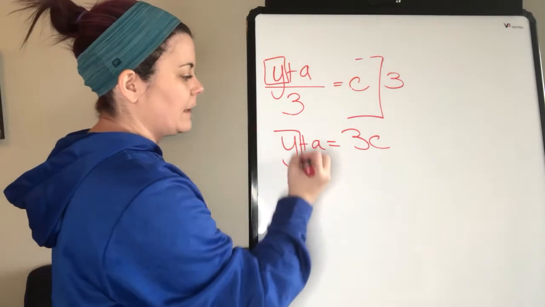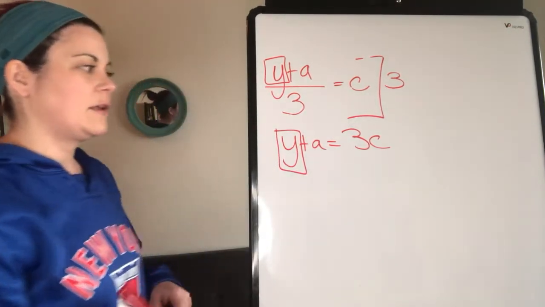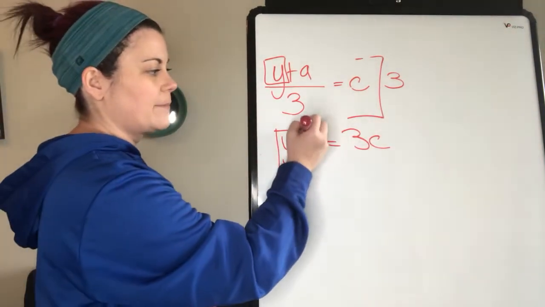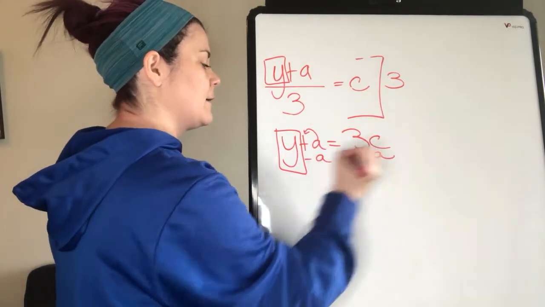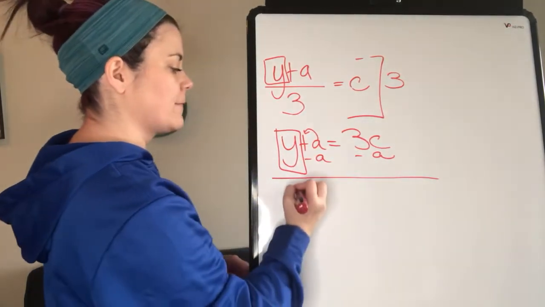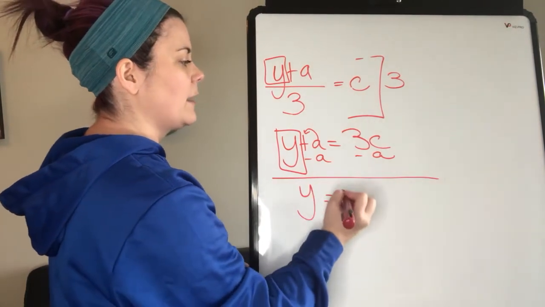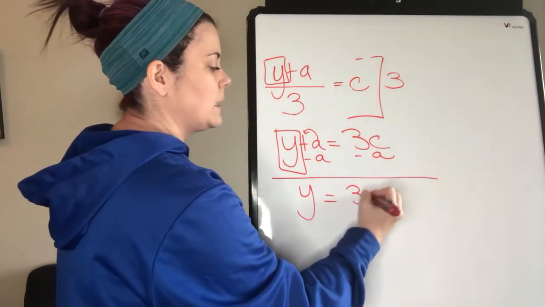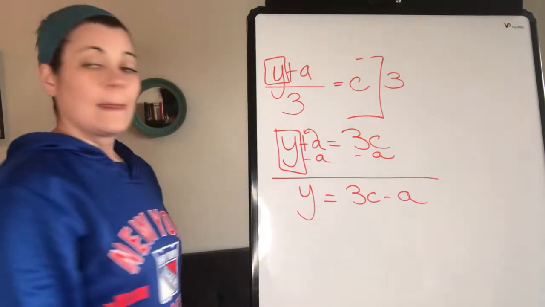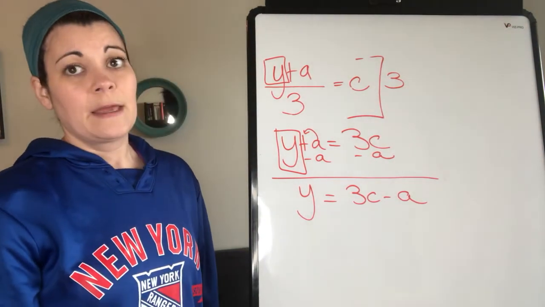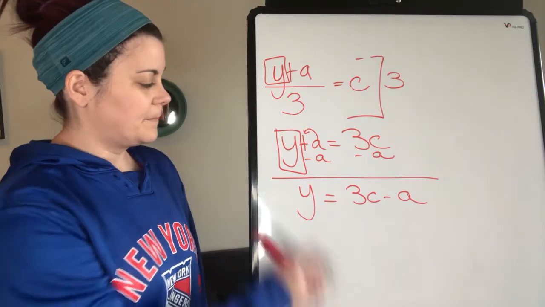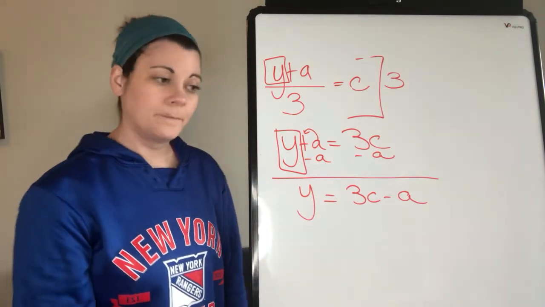Now I still need to isolate my y. So I need to get rid of that a, and I'm going to do it by doing the inverse operation. The operation is addition, so the inverse is subtraction: subtract a from both sides. And we get y is equal to 3c minus a. We can't combine those because one has a c and one has an a. So we solved for y there.